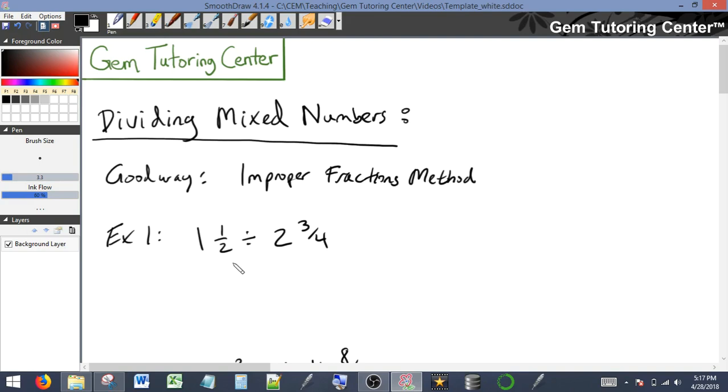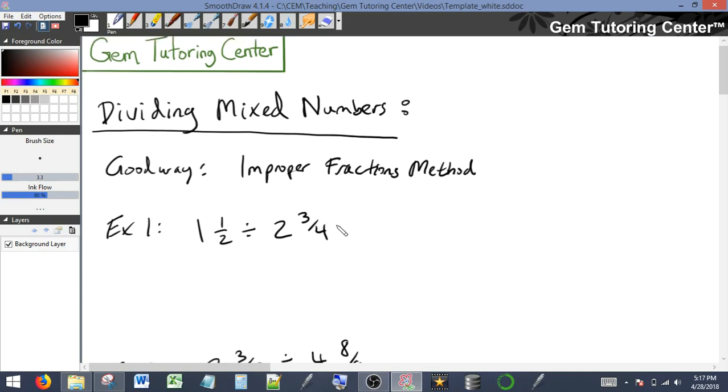There were some videos before this, also by the GEM Tutoring Center, called multiplying mixed numbers using both the improper fractions method and the distributive property method. As you'll see, dividing fractions is very similar to multiplying fractions, except that you flip the second term and change the divided sign into a multiplication sign. So we'll do the sign flip and the second term flip, and then after that we'll just multiply it as we usually multiply mixed numbers.